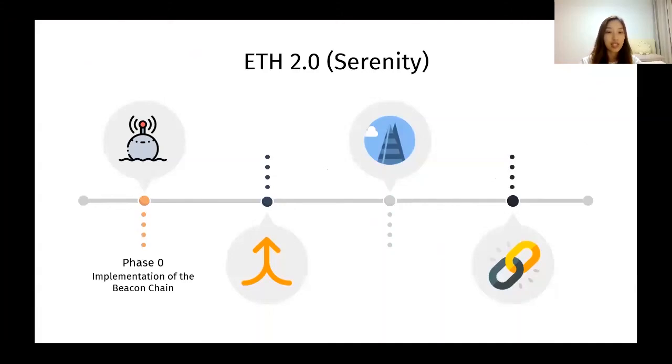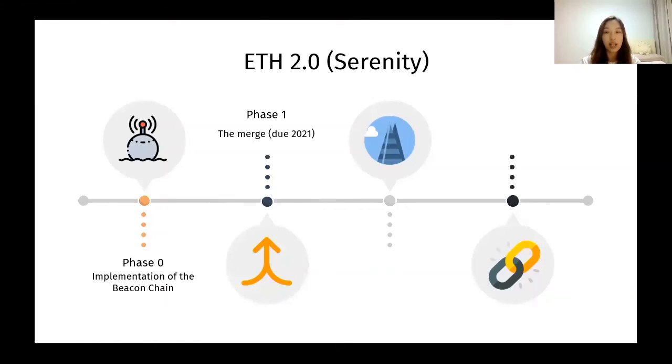And then proof of stake is introduced as it's easier than mining, and it helps make Ethereum more secure in the long run. And by having more people participate in the network, the more decentralized and safer from attack it will be. Then next, in phase 1, the merge, which is due this year, we'll see the integration of proof of stake shard chains.